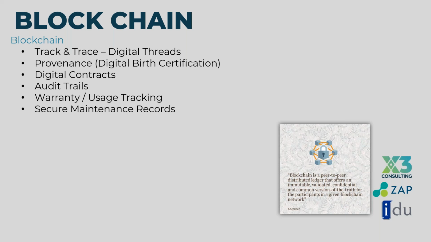Digital contracts are all about where if something has happened, this was going to happen. So it's a "when this, do this" type of logic that goes in. Totally auditable. It can be used for warranties, it can be used for secure maintenance.